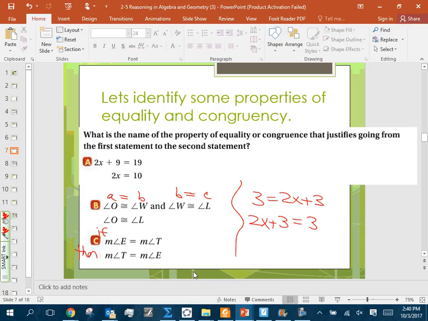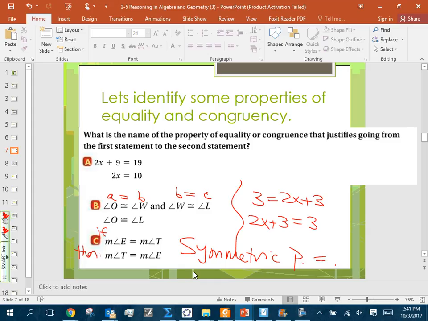Does anybody know what the property is for being able to flip an equation like that? Starts with an S. Symmetric. Remember, symmetry means that the left-hand side is the same as the right-hand side, right? Think about the symmetry of your body, where the right-hand side is somewhat similar or symmetric to the left-hand side. So that's what's going on here.